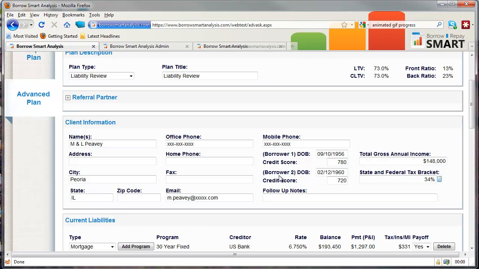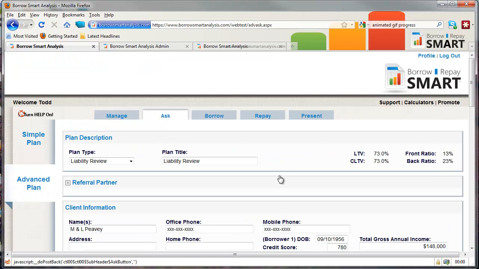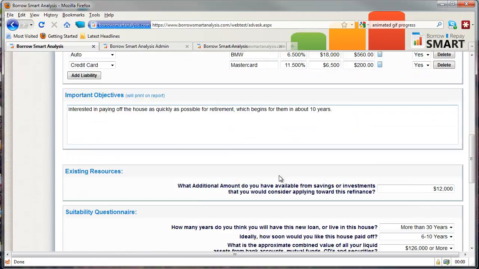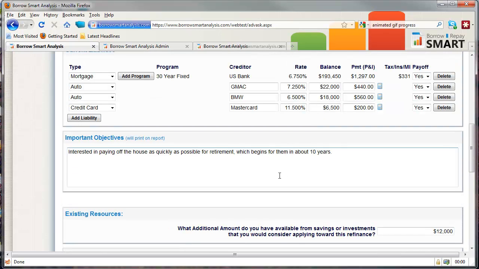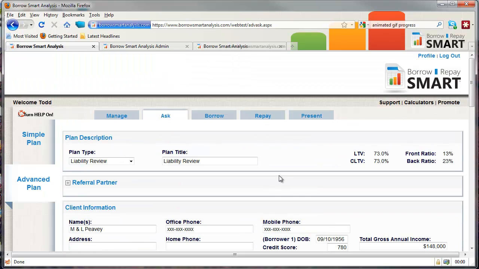Now, in the liability review, the first step here on this Ask tab for this particular client is to go through and ask them what it is they're trying to accomplish. And in this particular case, they said, well, we're going to retire in about 10 years. We're 55. If possible, we'd like to have all of our debt paid off by the time we retire. So that was their goal. Whether it's right or wrong, or it's good or bad, that's not the point. The point here is to simply use the Ask tab and go through and ask all of these particular questions.